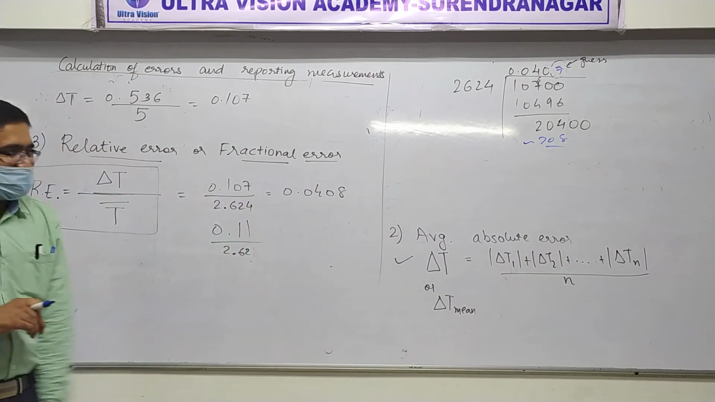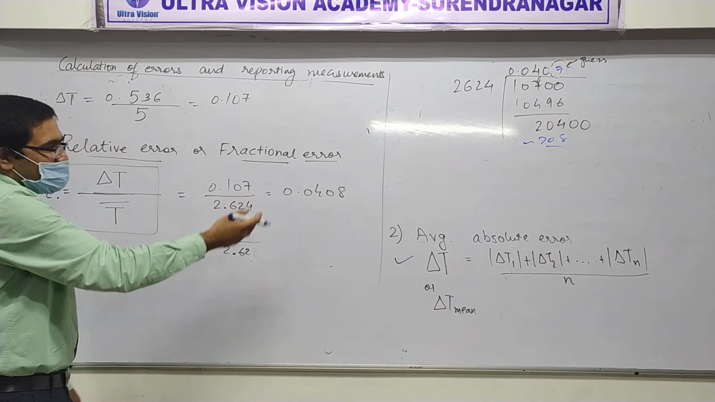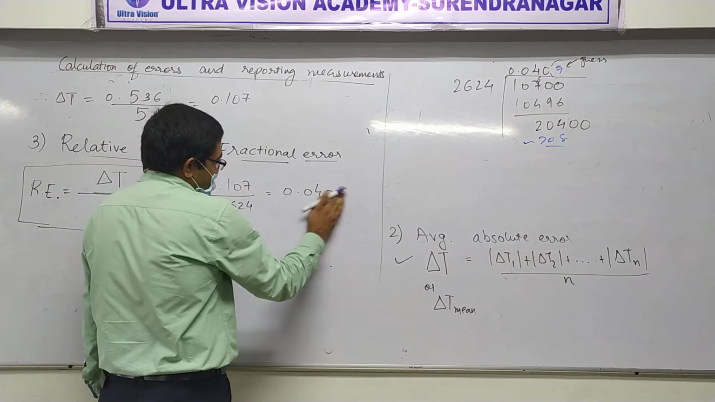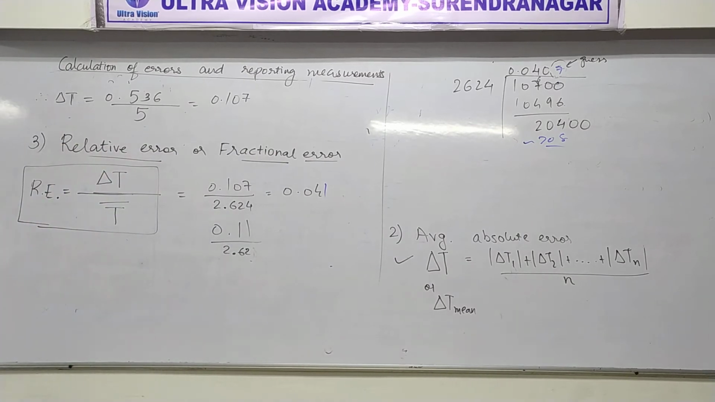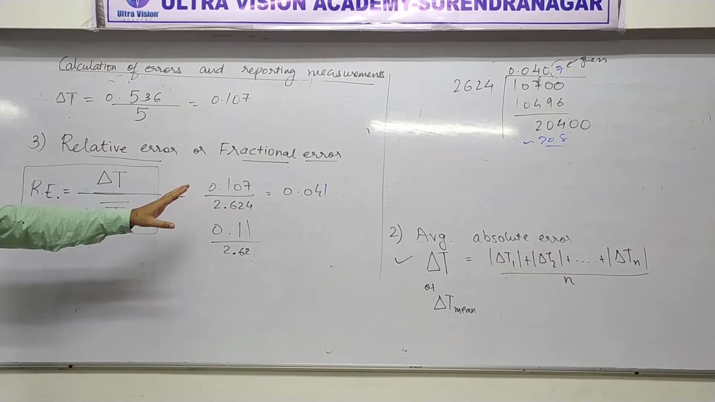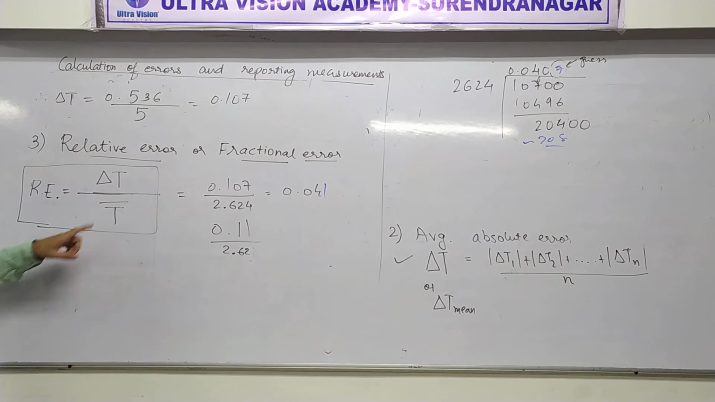Nevertheless, this is what we are getting, right? So 0.0408. Even these digits are too many in my opinion. This would do, clear? 0.041 would do. Okay, now this is relative error. Clear or not? Did you understand relative error?